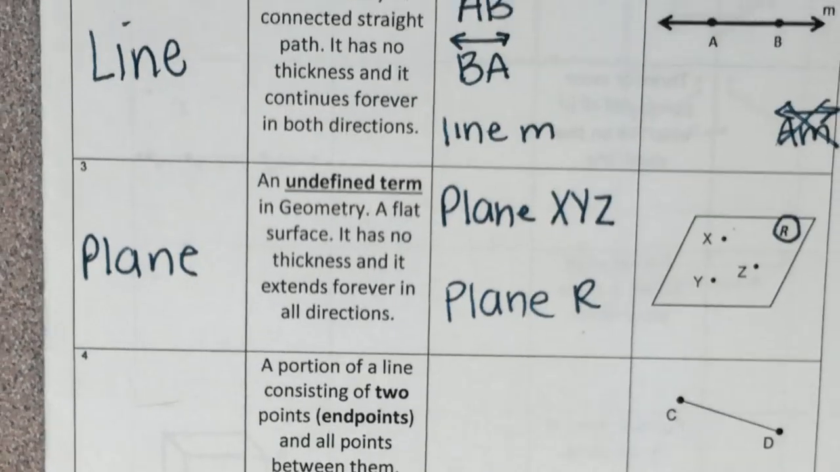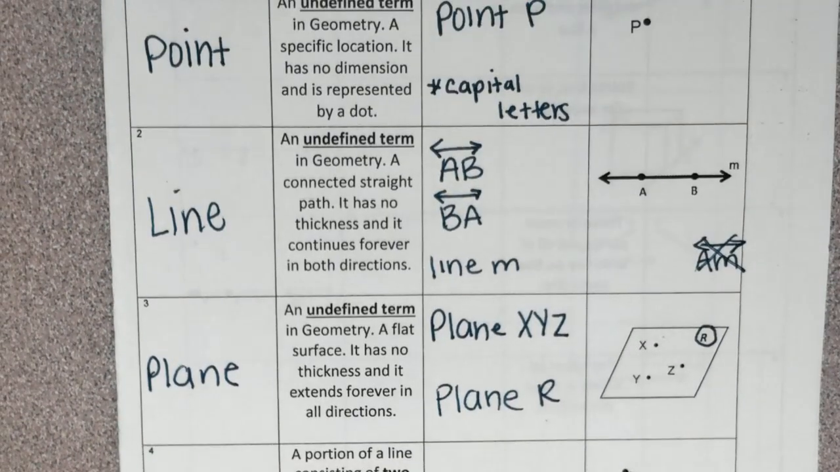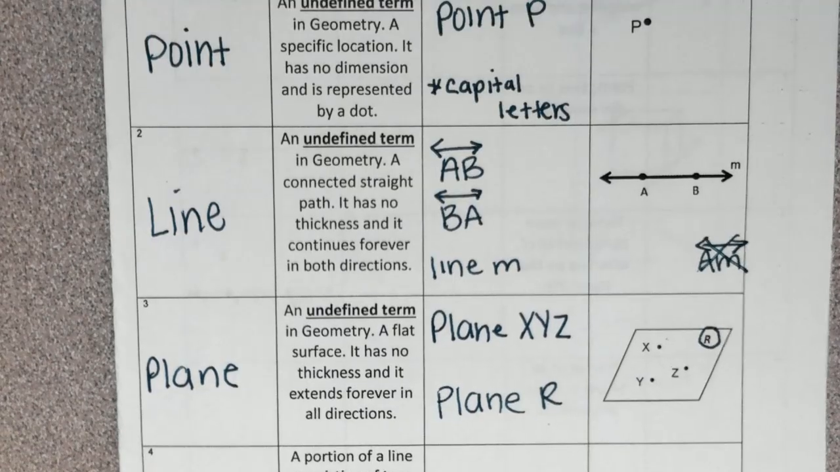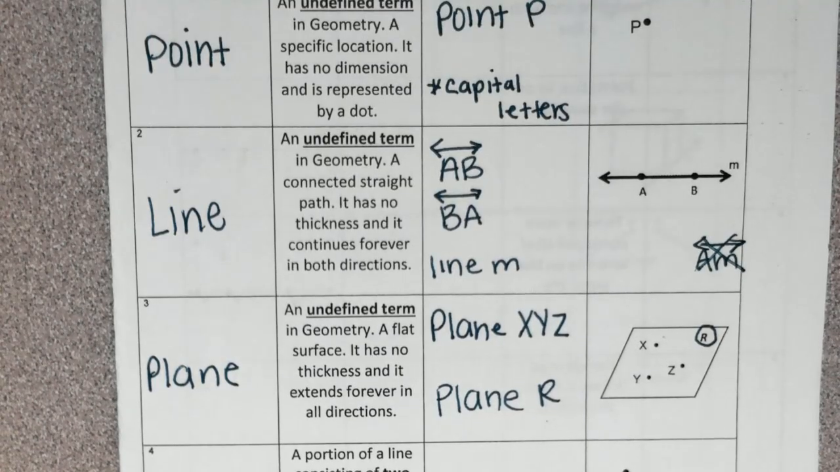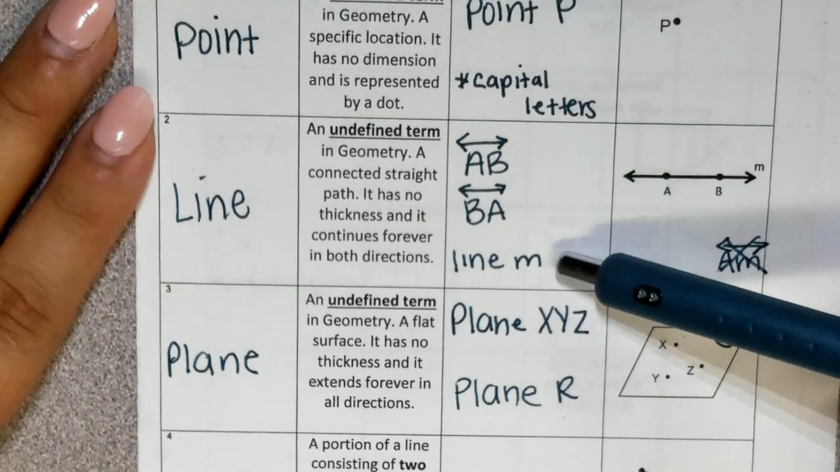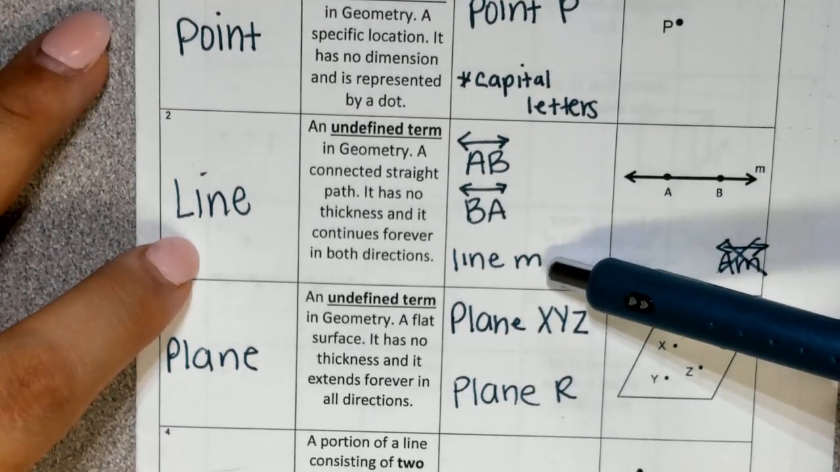Which one of these, points, line, or planes, is the only one that has a lowercase letter that you can use? A line. Which one of these has 1 uppercase letter that you can use? A plane or a point. So both of these you can use 1 uppercase letter. This one you can use 1 lowercase letter. Does that make sense? All right.